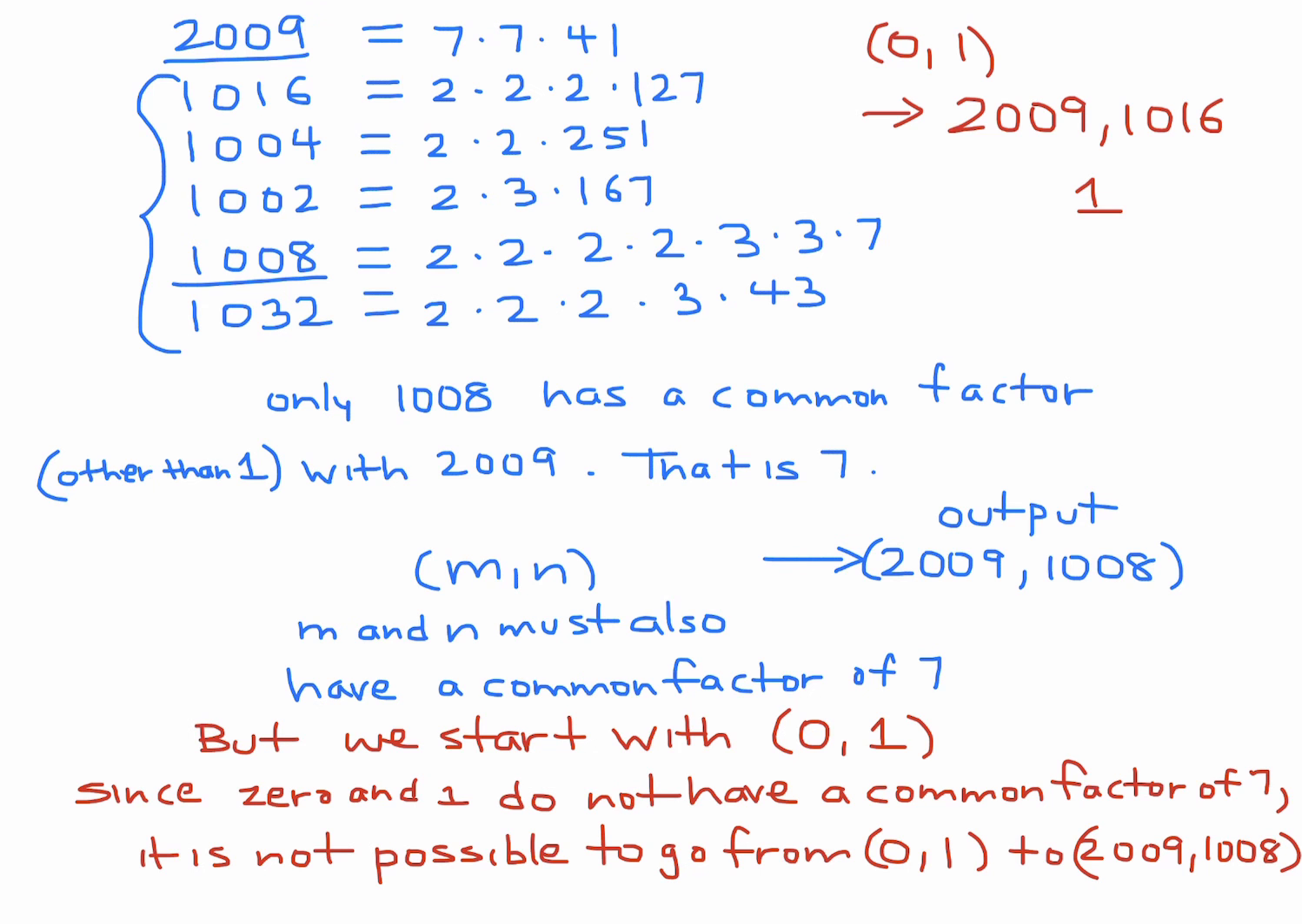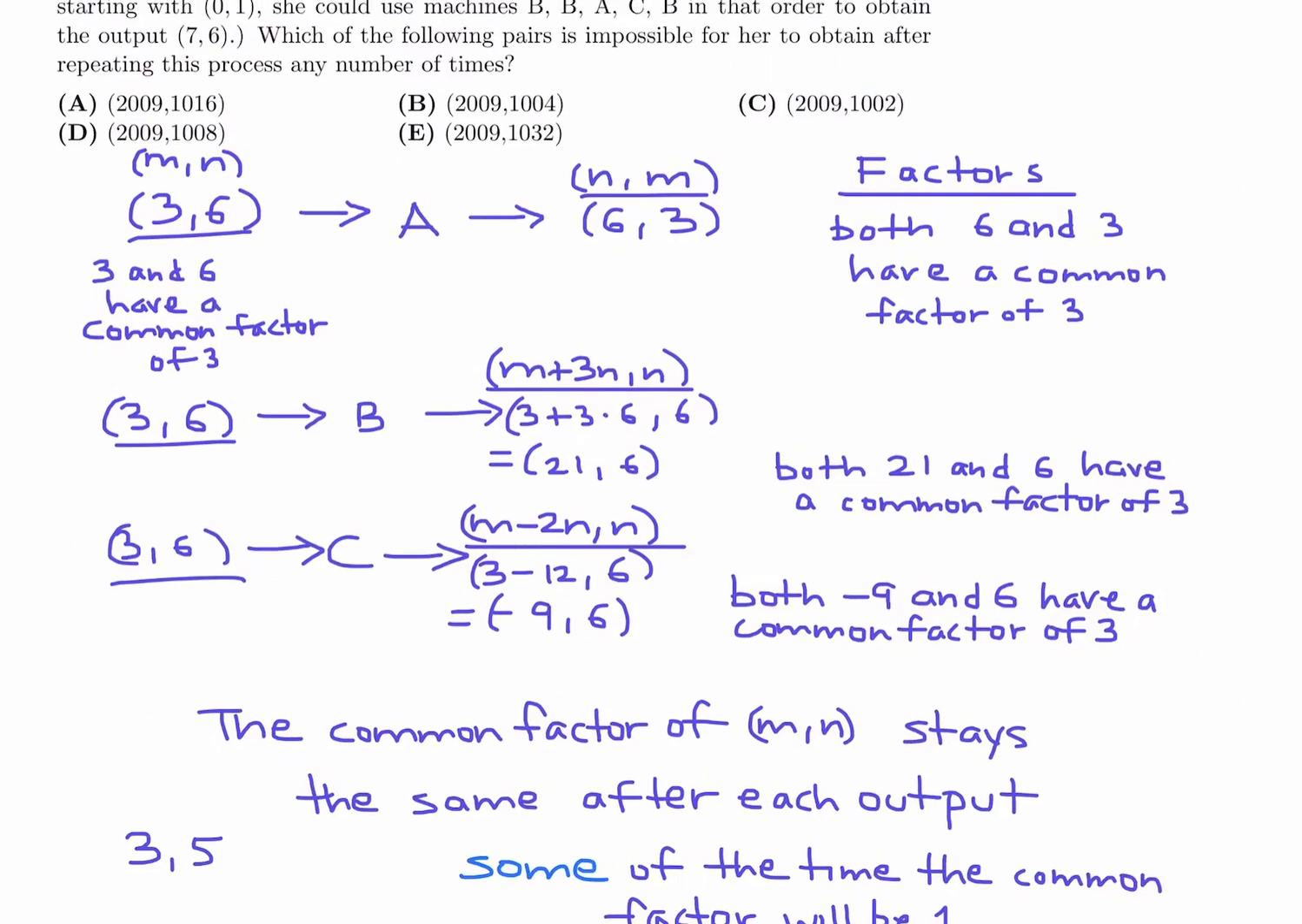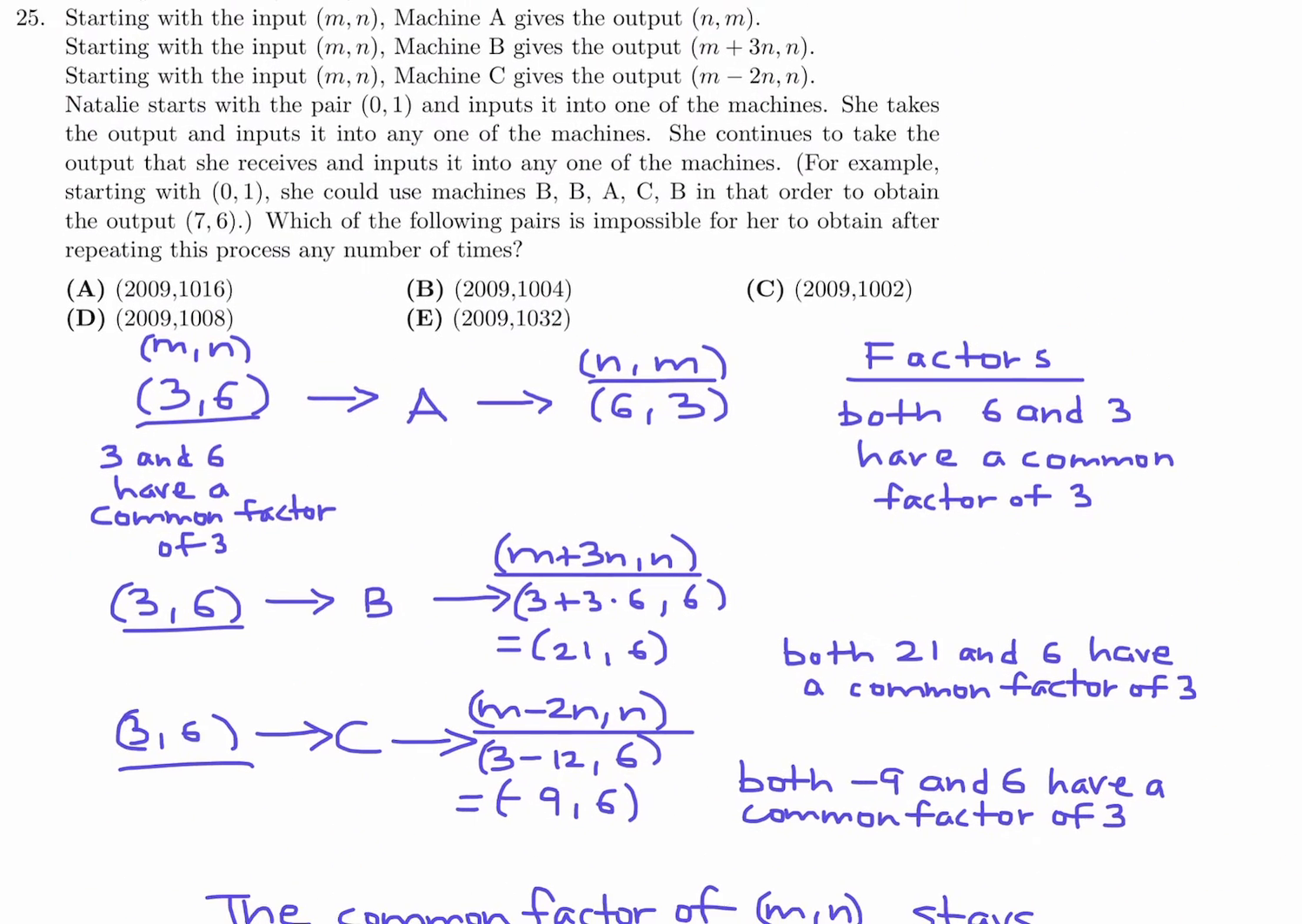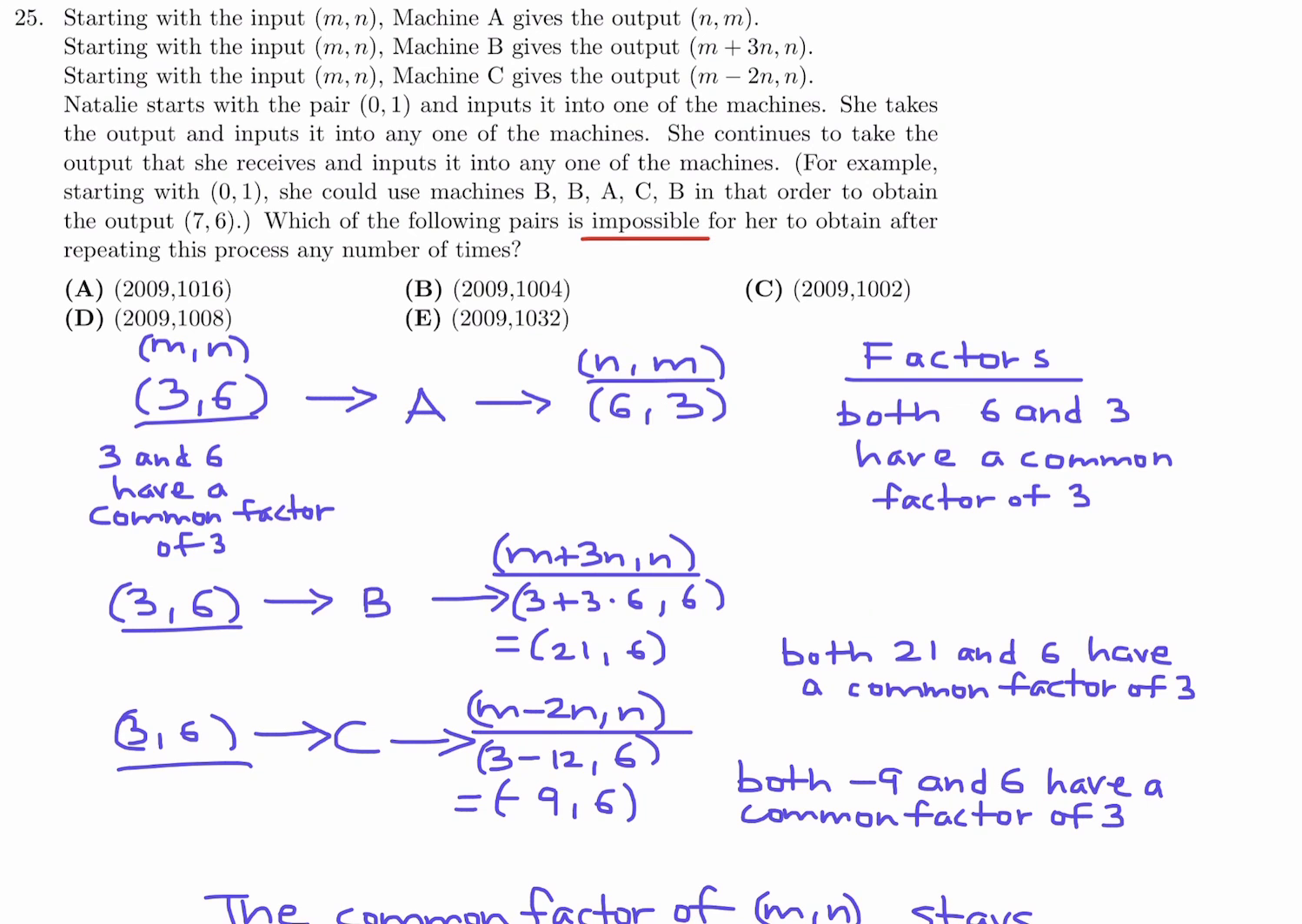It's a little bit difficult, it's a little bit abstract, but I hope this makes sense. So the only one that was not possible to get for this question number 25 was 2009 and 1008, which is D.